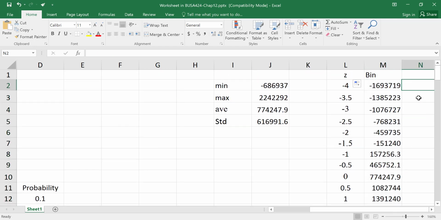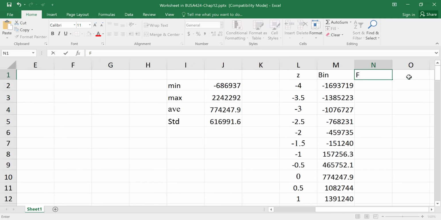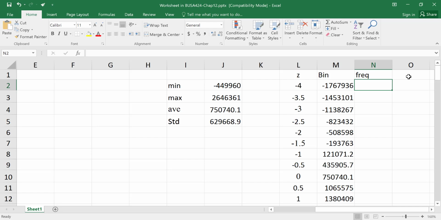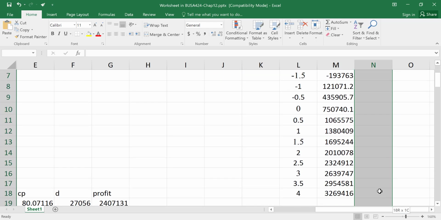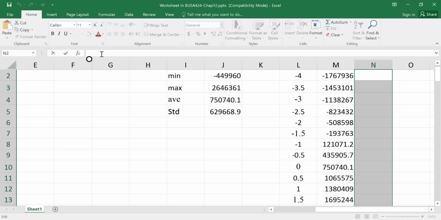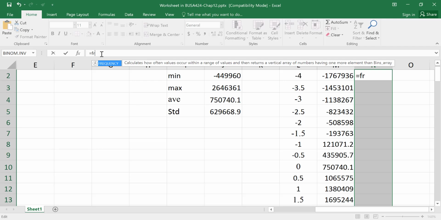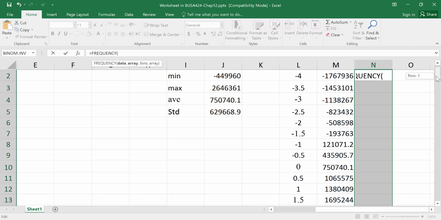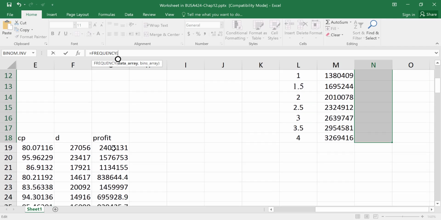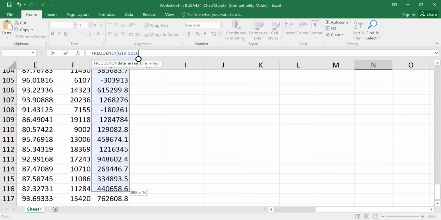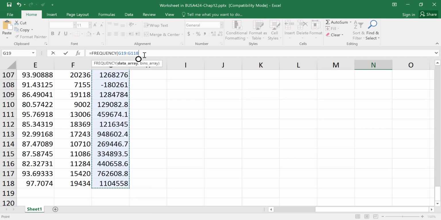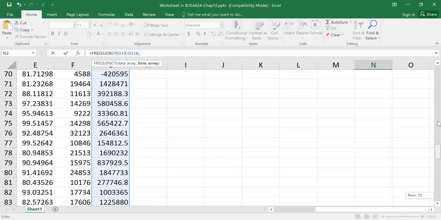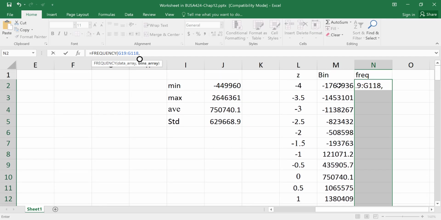Now the function that we can use is the frequency function. So this is, let's say, frequency value. We select all of this, then click on the formula bar, type equal, and then frequency. The data array is the profit that we have. We select all the values, and then it asks for the bin array, which is the bins that we have created.